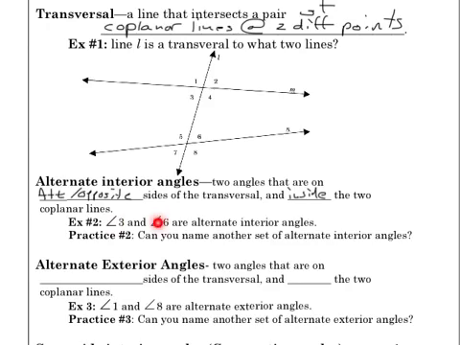So for example, 3 and 6, these are alternate interior. Another pair would be 4 and 5.